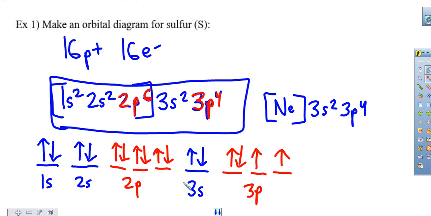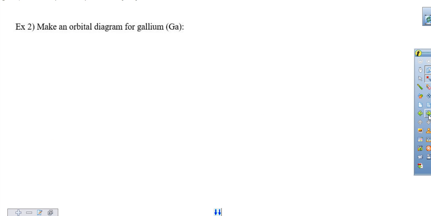So that is the orbital diagram for sulfur. 16 electrons, there should be 16 arrows. Notice if I put 3 arrows in the same space, that's breaking the Pauli exclusion principle. I can only have 2 electrons sharing the same space. With 3 electrons in the same space, there would be too much repulsion. They would be trying to get away from each other, and they just wouldn't last, right? It would spread out.